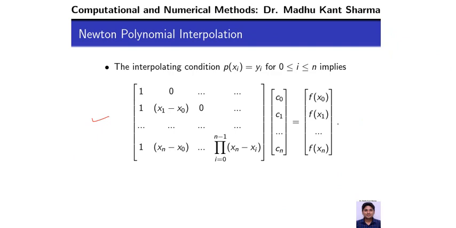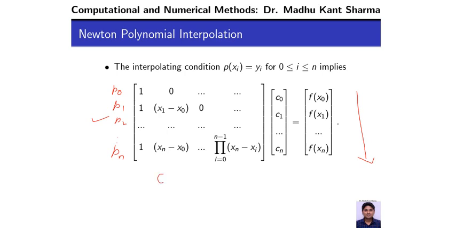The first condition is given by P0 of x, then P0, P1, P2, and so on, up to Pn. If you see, this is a lower triangular matrix. So the coefficient matrix is lower triangular, and you can use the forward substitution method to solve this. This is easy to solve.